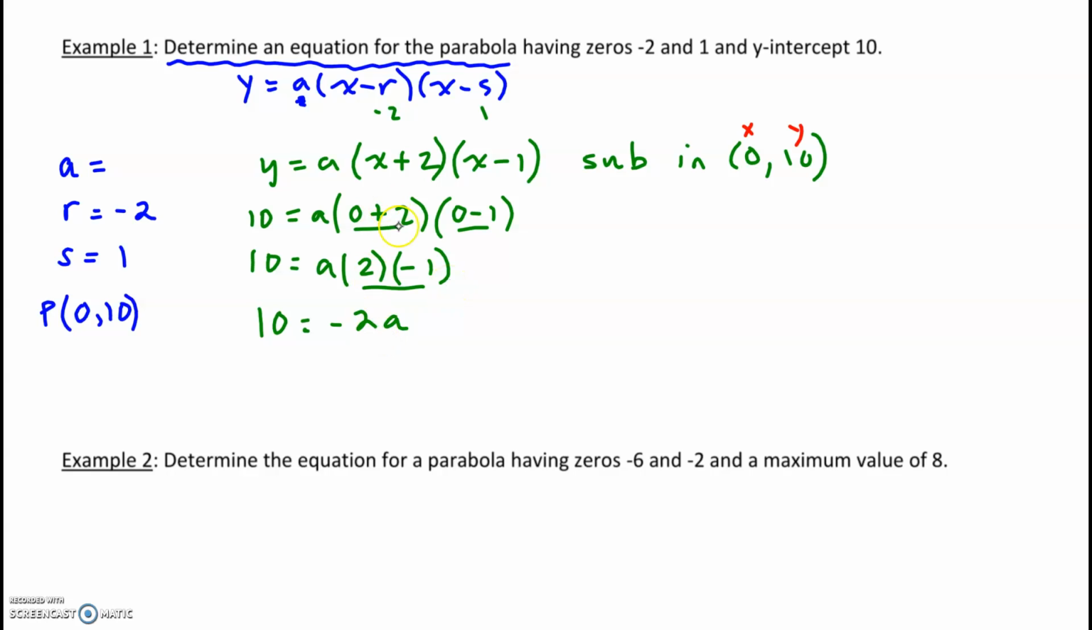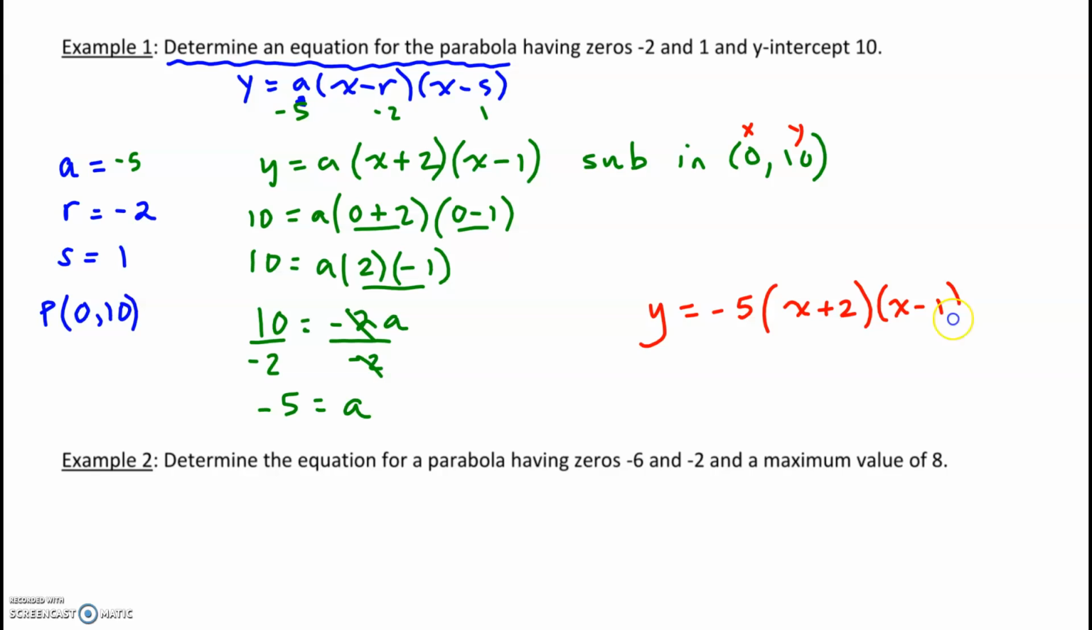Right, our last step is to solve for a, so I'll divide both sides by -2, and that leaves me with a by itself, and I can see 10 times -2 is -5. Okay, so I have my a value, which is -5. So the last thing I have to do is just write my equation. So y equals -5 times (x plus 2) times (x minus 1). And that's our final answer.